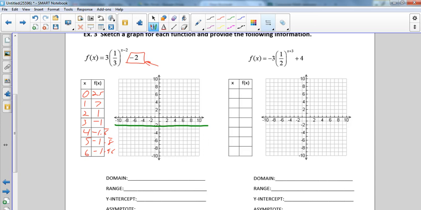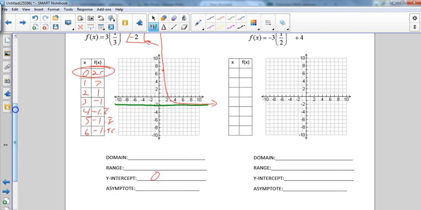So 0 is somewhere up here at 25. 1 is going to give me 7. 2 is going to give me 1. 3, -1. 4, now we're getting to -1.6. It's going to just keep getting closer. So once again, it's hard to draw this. Just kind of paint that line. And even though 25 is off the chart, I definitely want to include 0 for an x because that's my y-intercept.